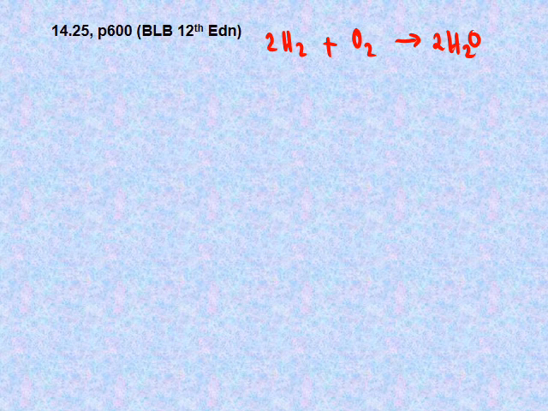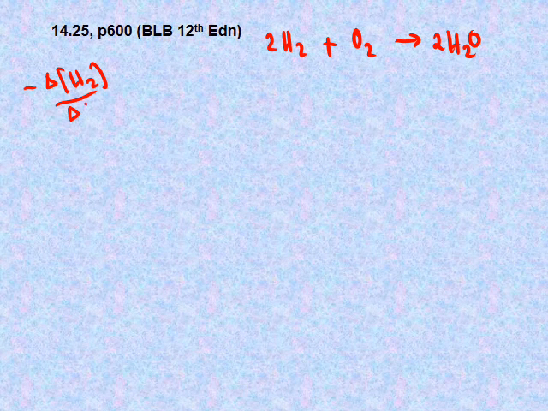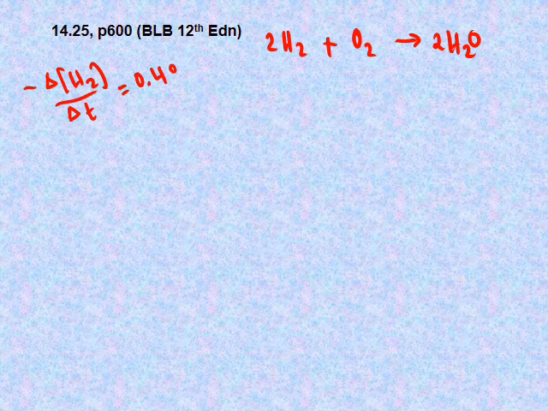Now the question is, if hydrogen is burning at the rate of 0.48 mole per second. Hydrogen is burning means its concentration is dissipating. So I'm going to write down in kinetic terms the change in concentration of hydrogen per unit time, burning at the rate of 0.48 mole per second.